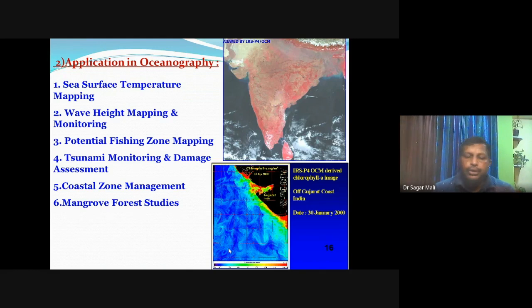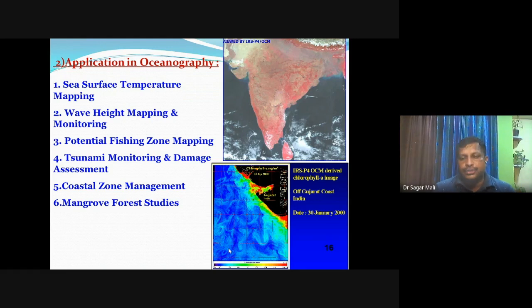puts a great impact on coastal life, the coastal environment, the coastal ecosystem, and the development of mangroves. So many things are getting changed. To control that encroachment of the coastal area, we have the coastal zone management system. And for that purpose, remote sensing images give the maximum number of inputs.